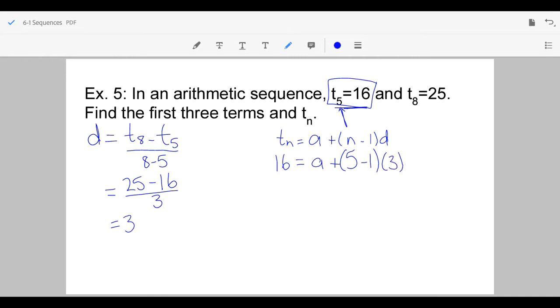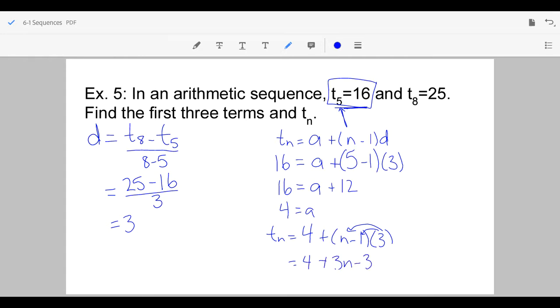So we simplify this. 16 is equal to a. 5 minus 1 is 4. 4 times 3 is 12. So a plus 12. 16 minus 12 is 4. So our a value is 4. We put that back into our general term. So we have a is 4 plus n minus 1 times 3. Simplify this. Again, multiply this into both. 4 plus 3n minus 3, or term n is equal to 3n plus 1.